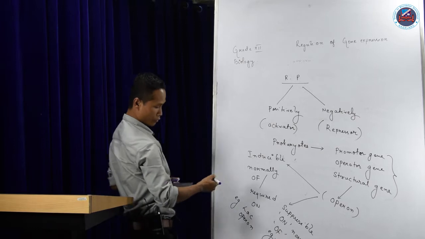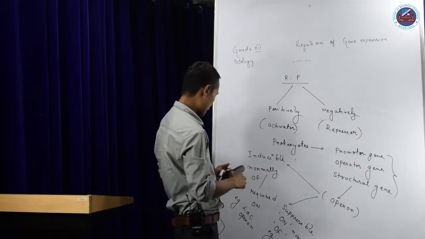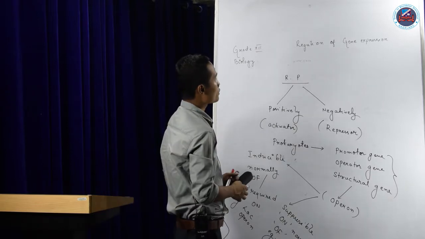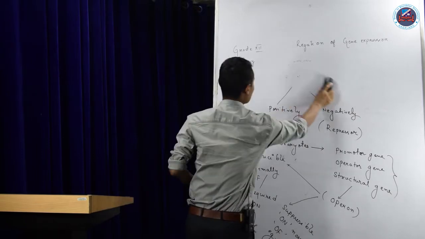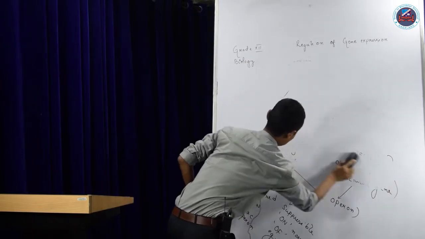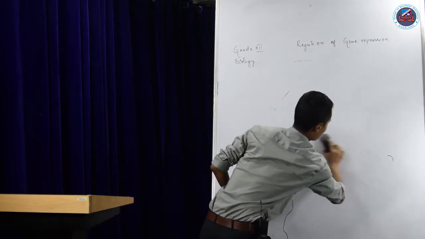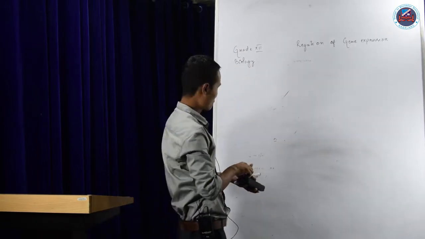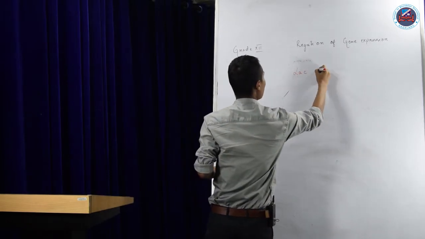operon. So now we are going to discuss the detailed system, okay, the Lac operon system for the regulation of gene expression found in prokaryotes. Lac operon.